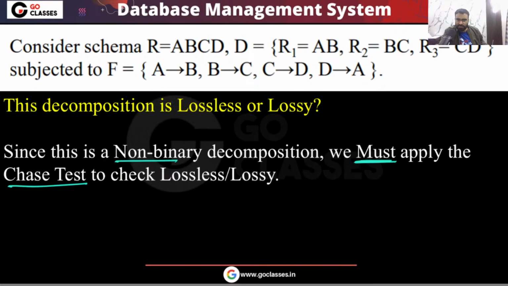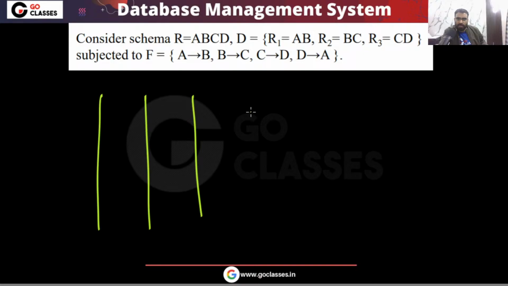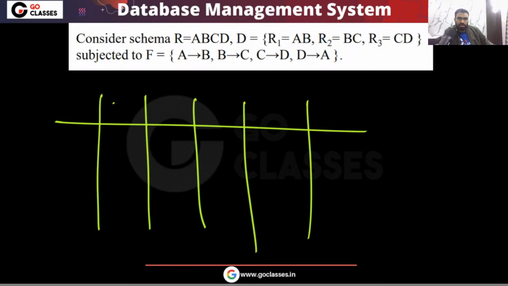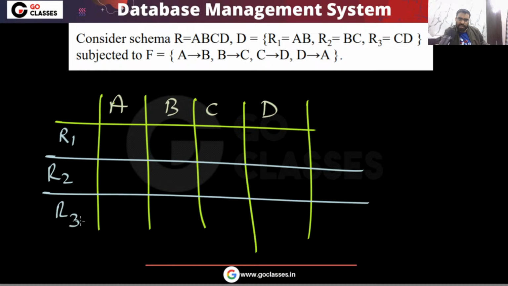What is step number 1? You create a matrix where the columns are the attributes. How many attributes are there? There are total 4 attributes. So in the columns I will write the attributes A, B, C, D. In the rows, what will I write? Columns are the attributes and the rows are the subrelations. How many subrelations? There are 3 subrelations. We are decomposing R into 3 subrelations, R1, R2, R3.